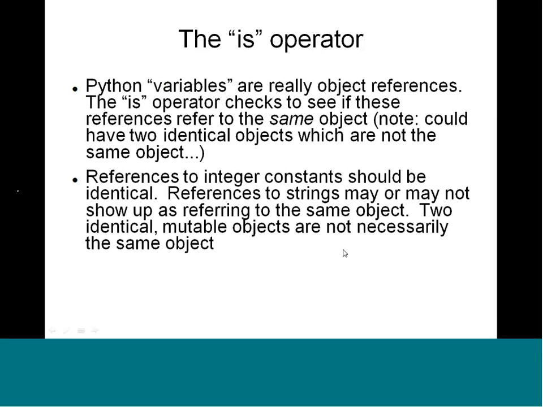Now let's talk about the is operator. The Python variables are really like object references. This is something that we saw. The is operator checks to see if the references are referring to the same object, are they actually referenced by the same object or not. Here we can have two identical objects which are not the same object actually.